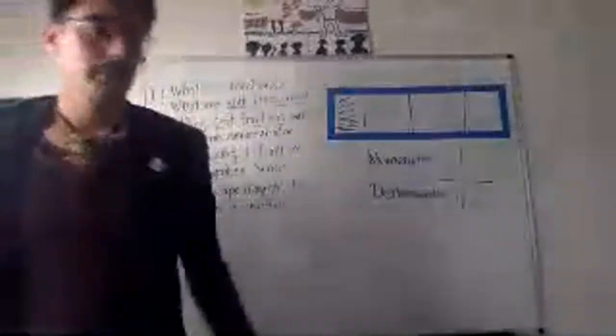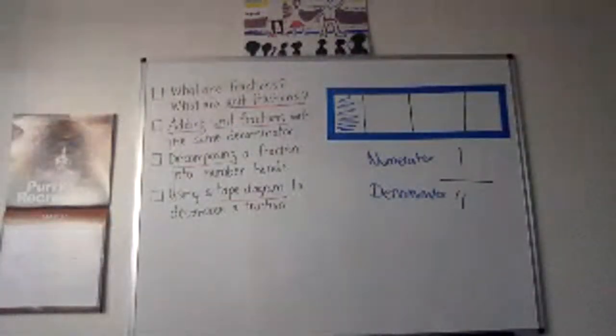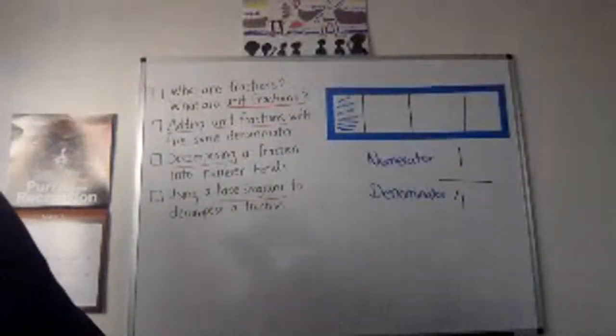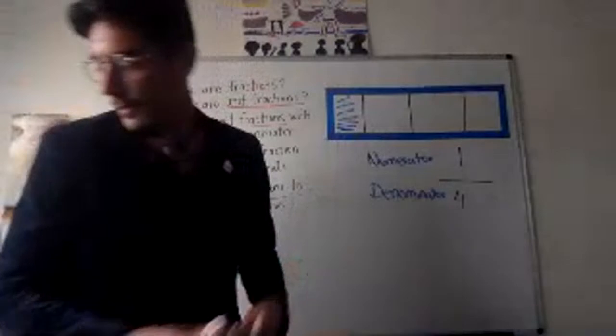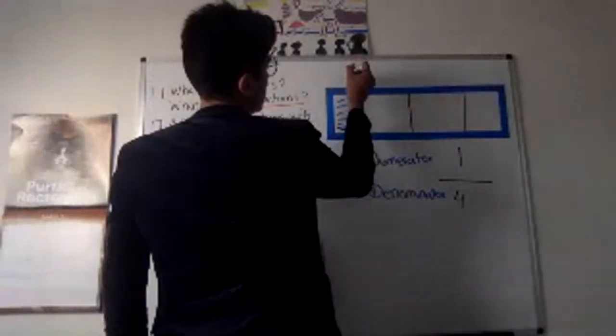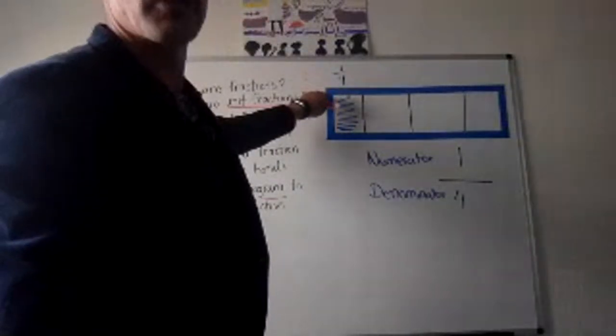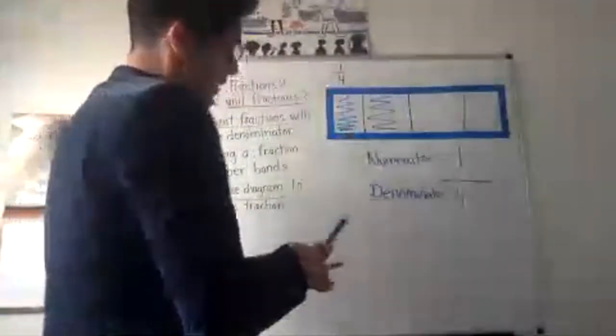So let's pretend that I have, in my same fraction, this is 1/4 right here. This is 1 piece out of my 4, right? If I were to have 2 of them, 2 pieces, now I have 1/4 and 1/4 again.